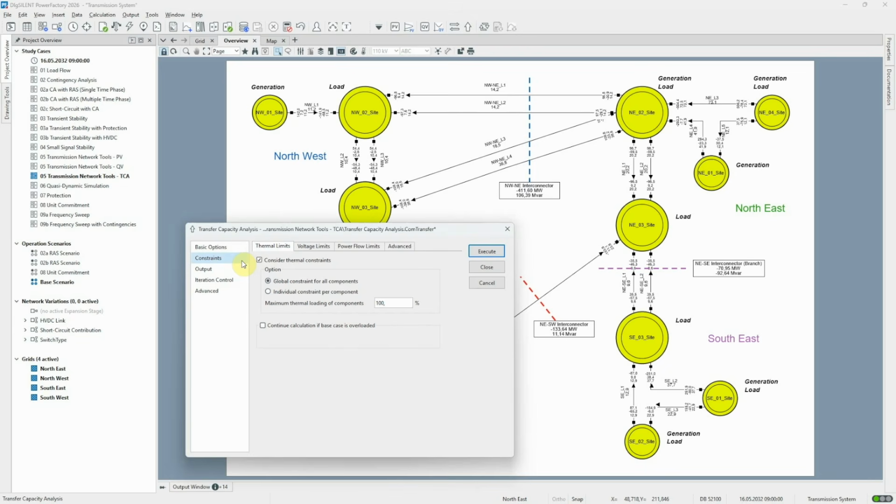Now, let's look at the constraints page, where the constraining limits are defined. The option to consider thermal constraints is selected, meaning that the thermal ratings of branches will act as limiting factors. In addition, the active power limits of generators will be observed. There are also options to save the output of the analysis, but in this example we will not do this.